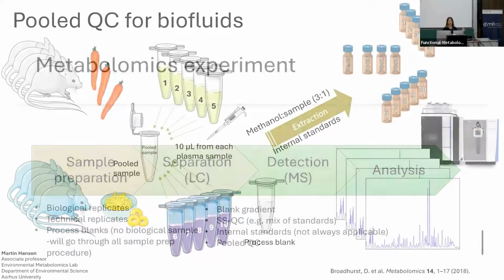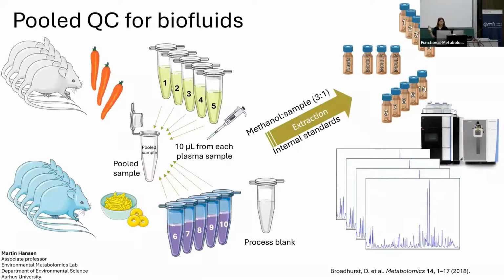So let's see an example here. I stole that slide from Martin, who was inspired by this paper. It was one of the publications that we suggested you go through during your train ride or plane ride. It's a really great paper. This is Broadhurst, Metabolomics 2018. That's the latest one.